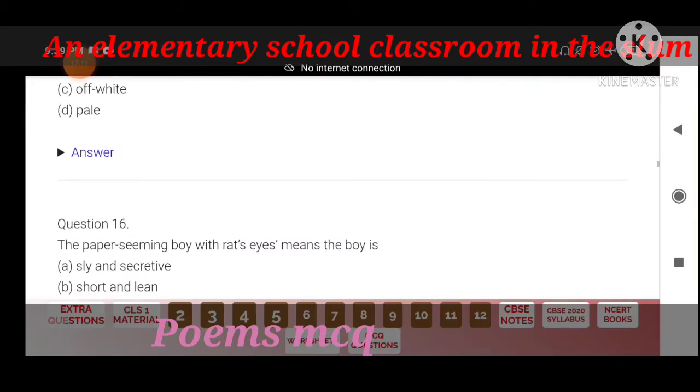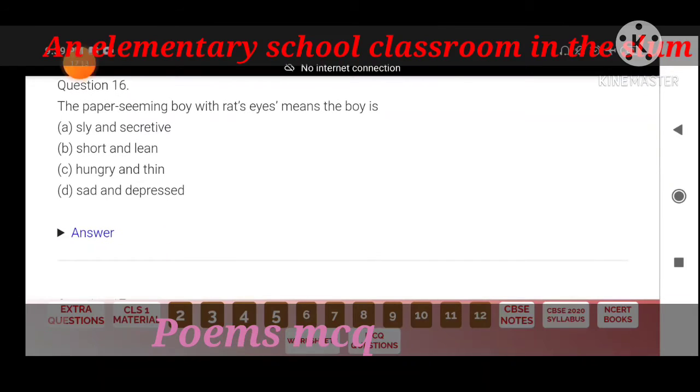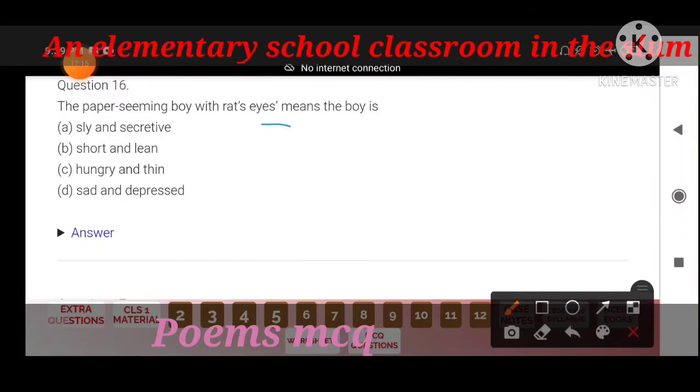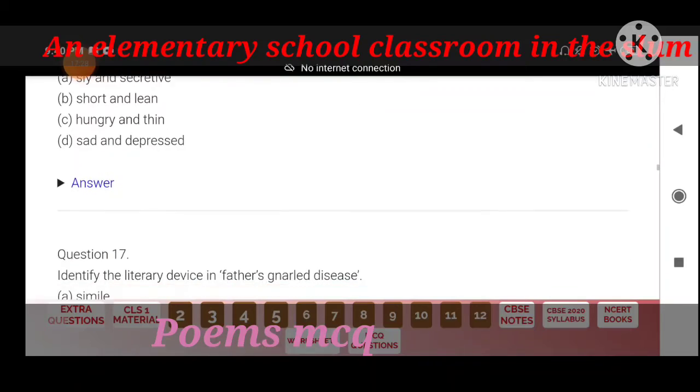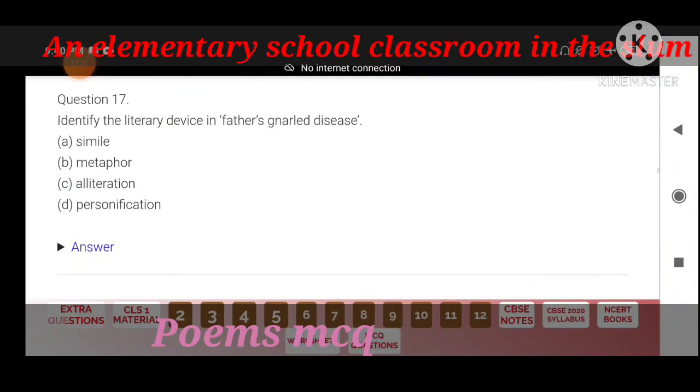The paper skimming boy with red eyes means the boy is shy and secretive, short and lean, hungry and thin, or sad and depressed. So the answer is hungry and thin. Rat's eyes मतलब वो बहुत भूखा है, जैसा लग रहा है कि बहुत पतला भी हो गया है. किसकी वजह से? Lack of nutrition.